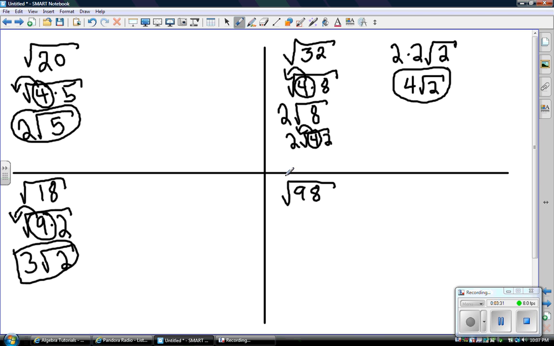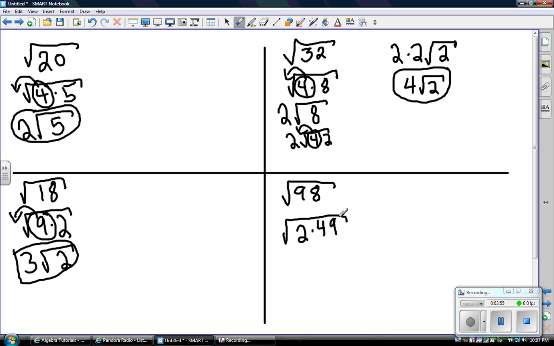The very last problem we have is 98. Now, I'm not quite sure what perfect square goes into 98, so I'm just going to pick any factor. I'm going to pick the easiest factor I know. 98's even, so I know 2 has to go into it. 2 times, oh gosh, what's 2 times what? That'd be 49. So 2 times 49 is what 98 is equivalent to.